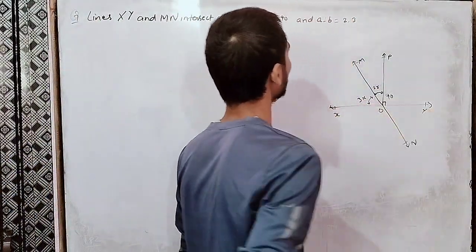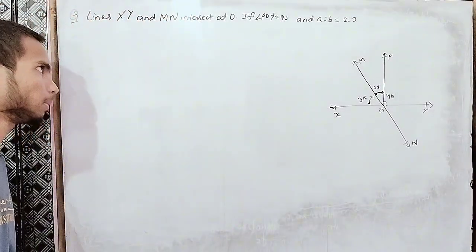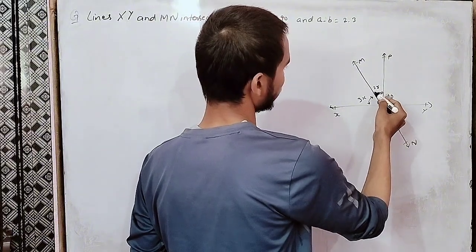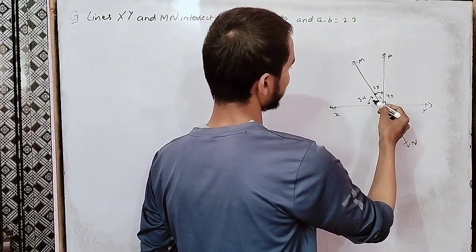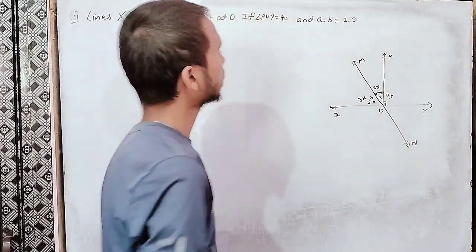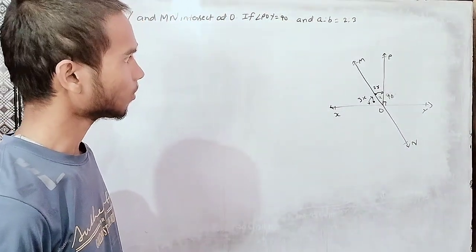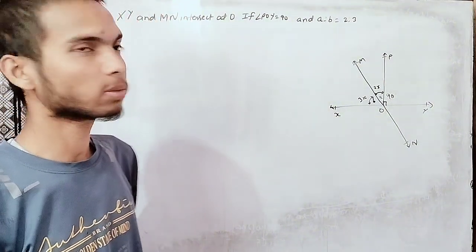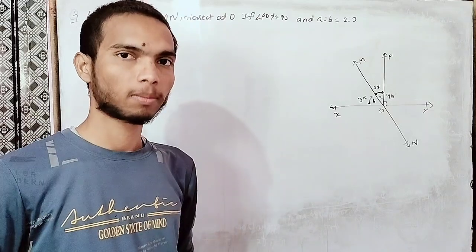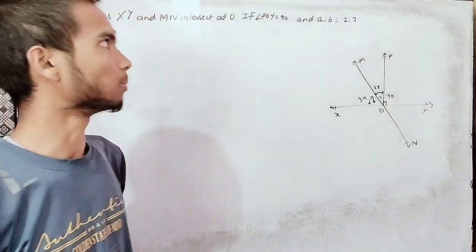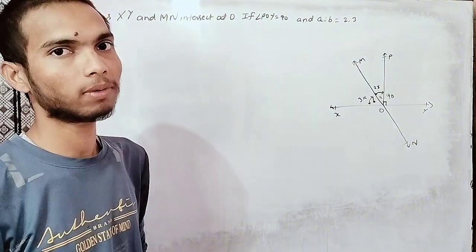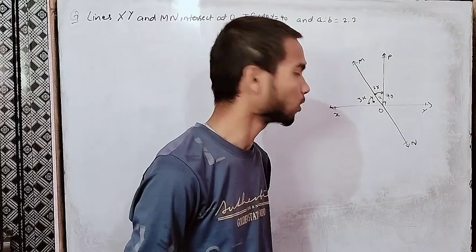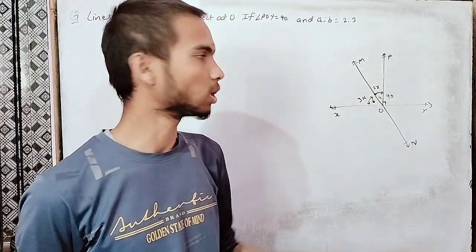The ratio of A to B is 2 to 3. So this is A and this is B. Ratio means we don't have the exact value, just the lowest numbers. So here we don't have the exact value of this angle, and we don't have the exact value of this angle.